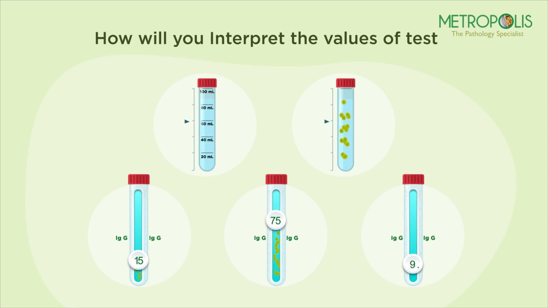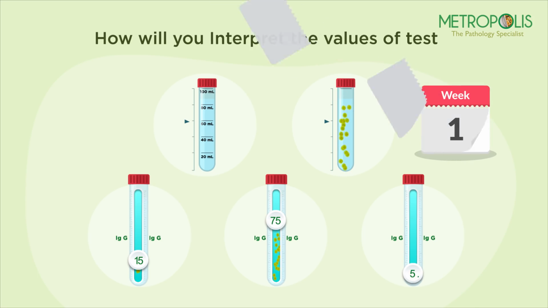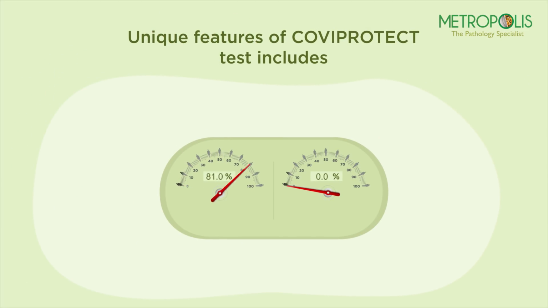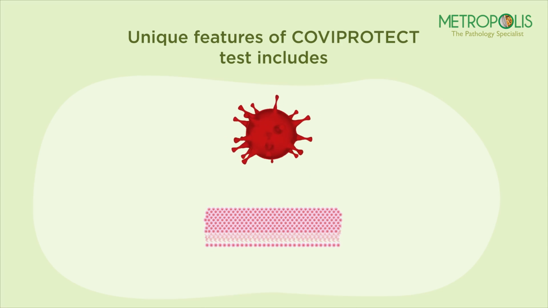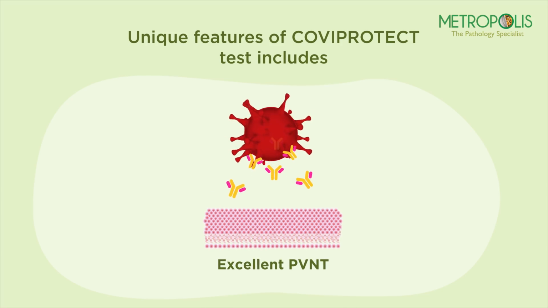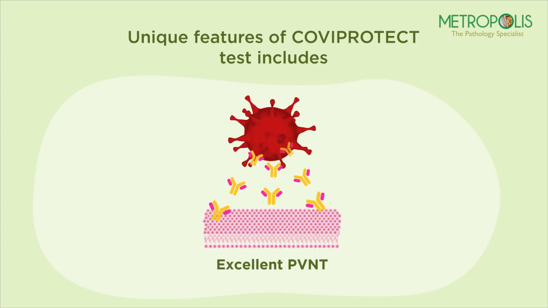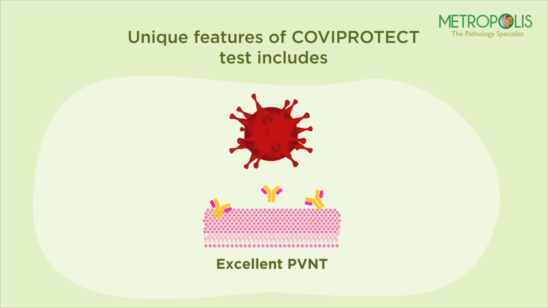Values at cutoff may be equivocal, and a second sample should be collected, preferably between 2 to 3 weeks after the first test. Unique features of the COVIPROTECT test include a highly sensitive 98.8% and specific 99.5% assay, and excellent positive agreement rate to neutralizing antibodies PVNT, which protect against future infection with SARS-CoV-2.